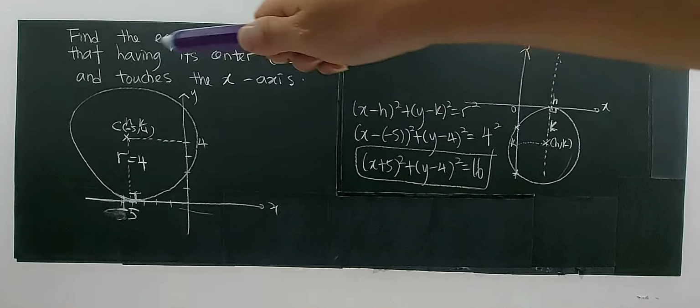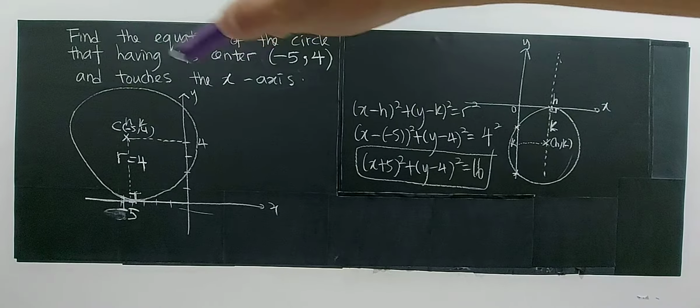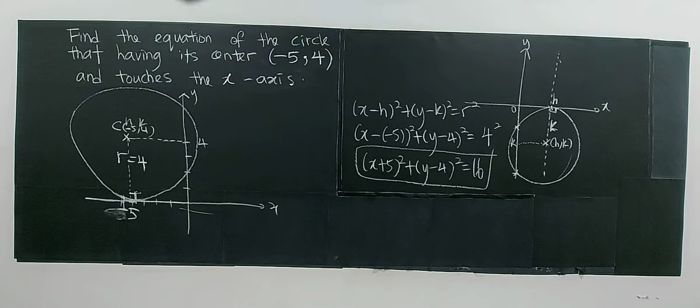This is another way of finding the equation of a circle, with the information given being that the circle touches at least one of the axes, either the x-axis or the y-axis. Alright, I think that's all for this video. Hope you understand.